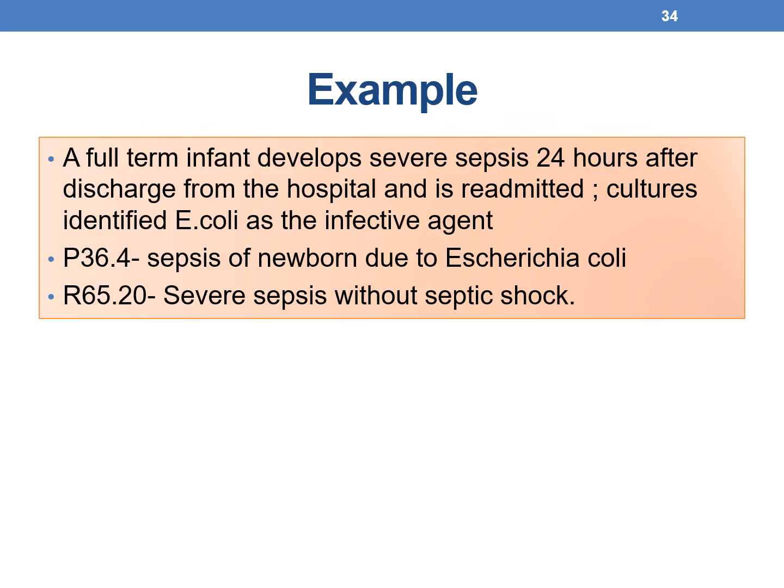Now let us see an example. A full-term infant develops sepsis 24 hours after discharge from the hospital and is readmitted. Cultures identified E. coli as the infective agent. Here the appropriate codes are P36.4, that is nothing but sepsis of newborn due to Escherichia coli, E. coli, followed by, since the infant develops severe sepsis, R65.20, severe sepsis without septic shock.